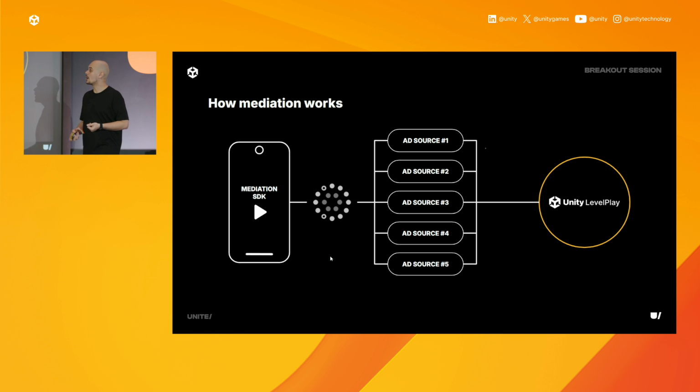And if you're wondering how a mediation platform works, this is a very simplified view. First, it integrates with multiple ad networks and demand sources. Then it receives an ad request and sends that ad request to each of the networks integrated. And finally, it runs a real-time auction to select the highest paying ad. And once the highest payer is chosen, it serves the ad to the end user on your phone.